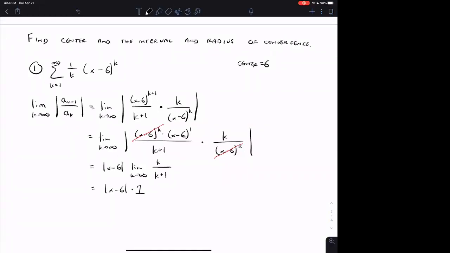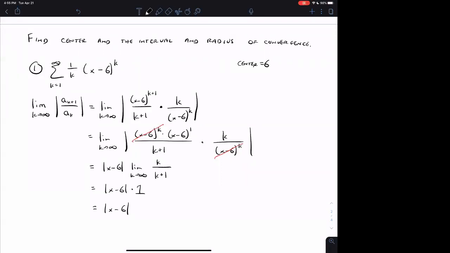So we get the absolute value of x minus 6 times 1, which means from the ratio test, we get the absolute value of x minus 6. Okay, any questions so far? Okay, so what this tells us is that no matter what x is, you get the absolute value of x minus 6 when you apply the ratio test.